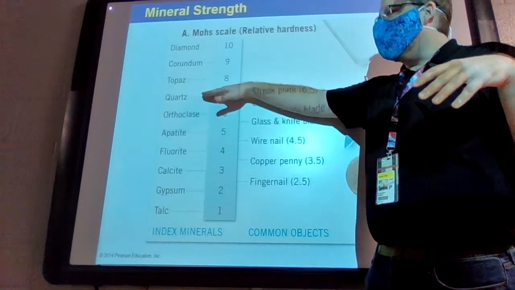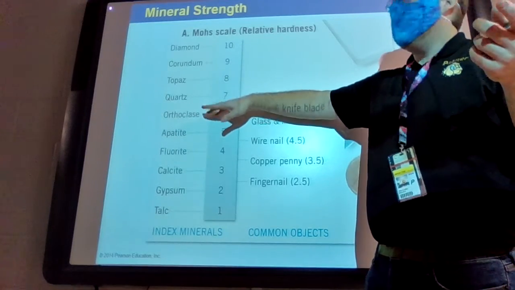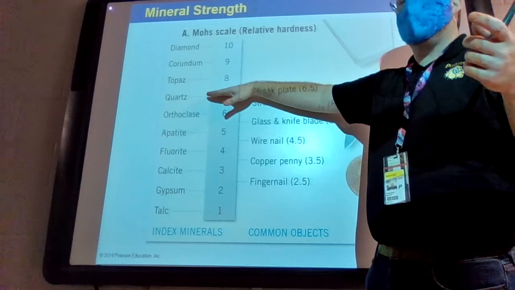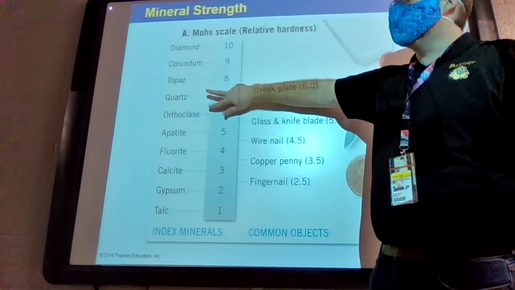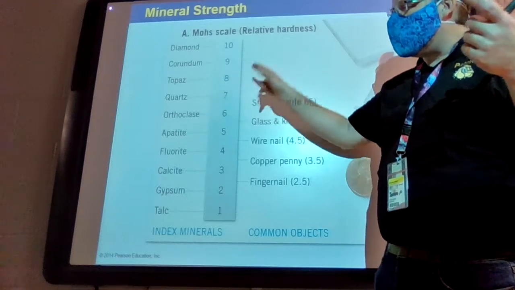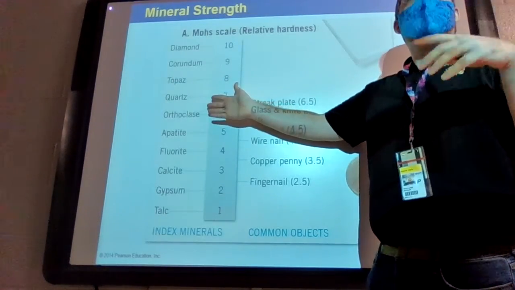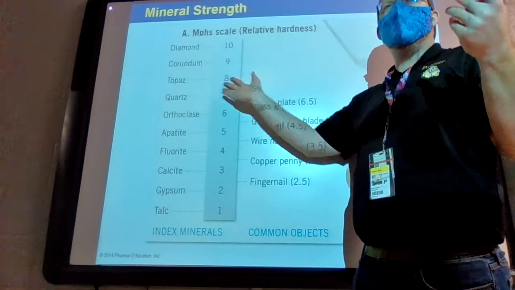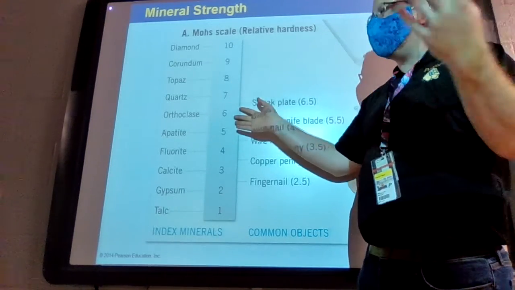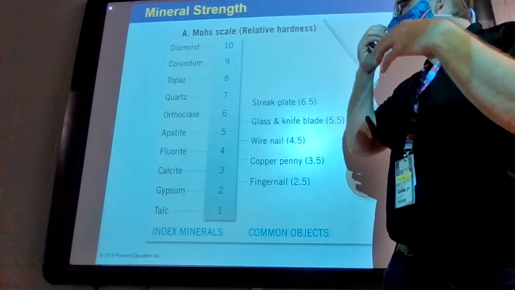Orthoclase and quartz, a 6 and a 7. Orthoclase is a type of feldspar, and quartz goes along with it in granite. So these are 2 of the 3 constituents, along with hornblende, which is also somewhere around here on the Mohs hardness scale. These are in granite, which tells you they're pretty hard. And so that's why we use them, they're good for countertop surfaces. They're not going to be scratched easily. We also use them for building materials.